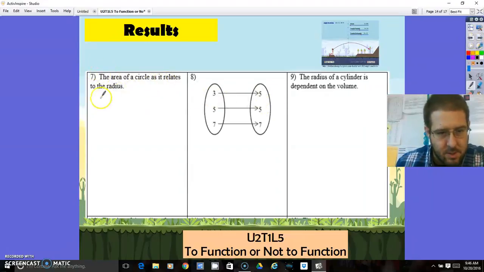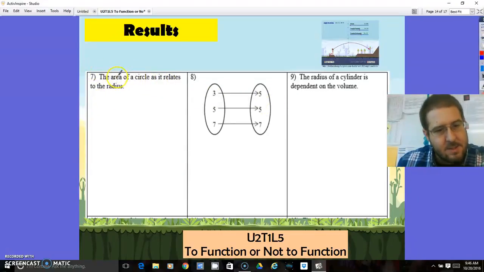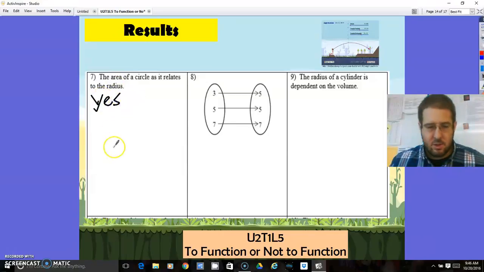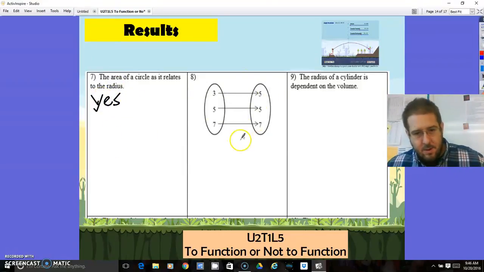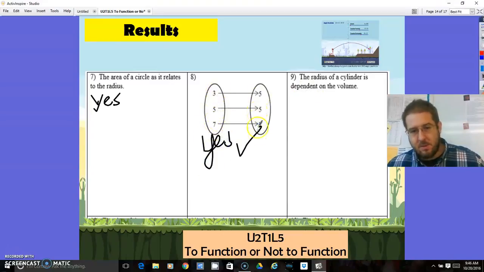7, the area of a circle as it relates to the radius. Does the area depend upon the radius of a circle? Yes. Okay, so far that makes sense. So can a radius have more than one area? No. It can only have one area, so therefore that is a function. Yes, it sure is. Justification I just said. This one, function, yes, definitely, because each domain only has one range.